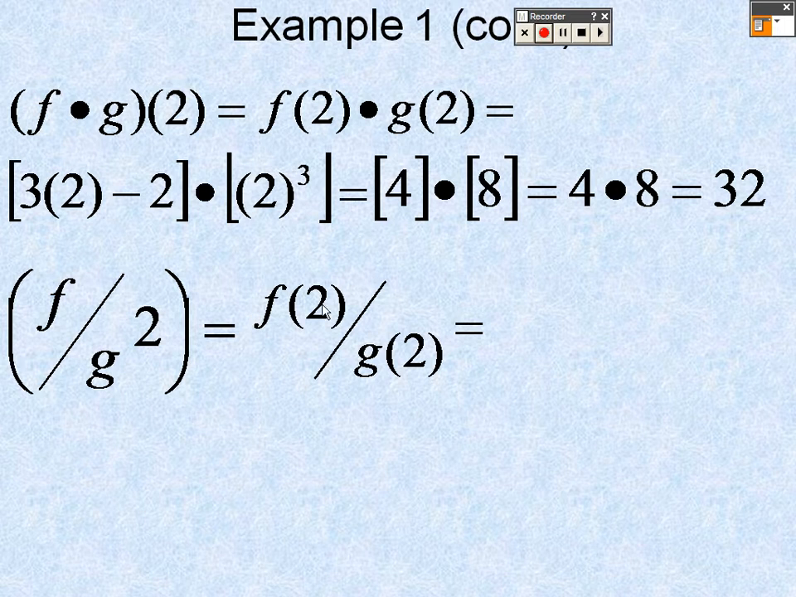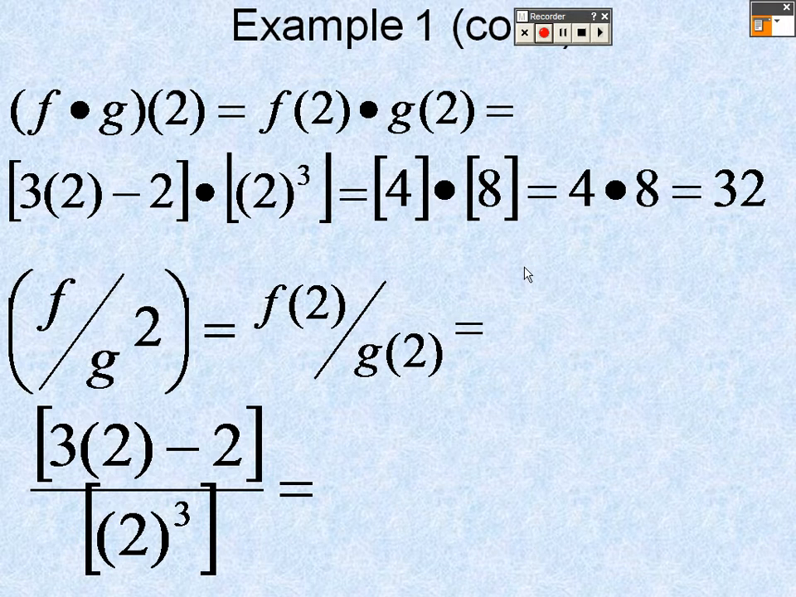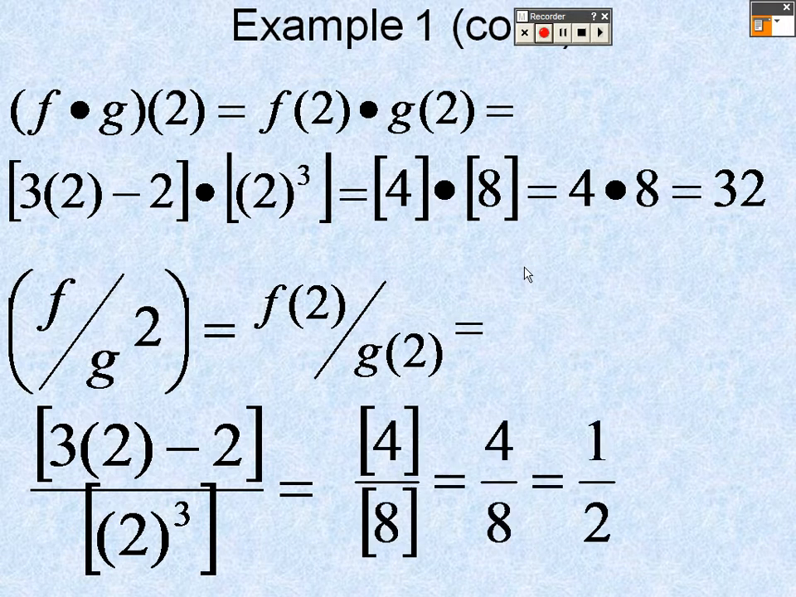And then this one is saying, divide the 2 and plug a 2 in for them. So I'm going to plug a 2 in for f and a 2 for g. And I'm just going to divide them. We've been saying that f of 2 is 4. We've been saying that g of 2 is 8. So really I'm going to ask, what's 4 over 8? 4 over 8, when you simplify it, you end up getting 1/2.